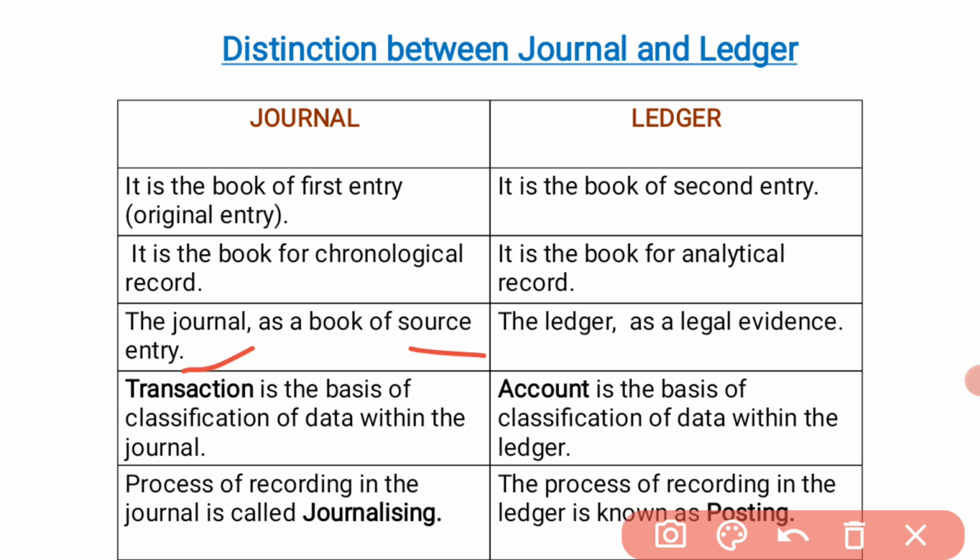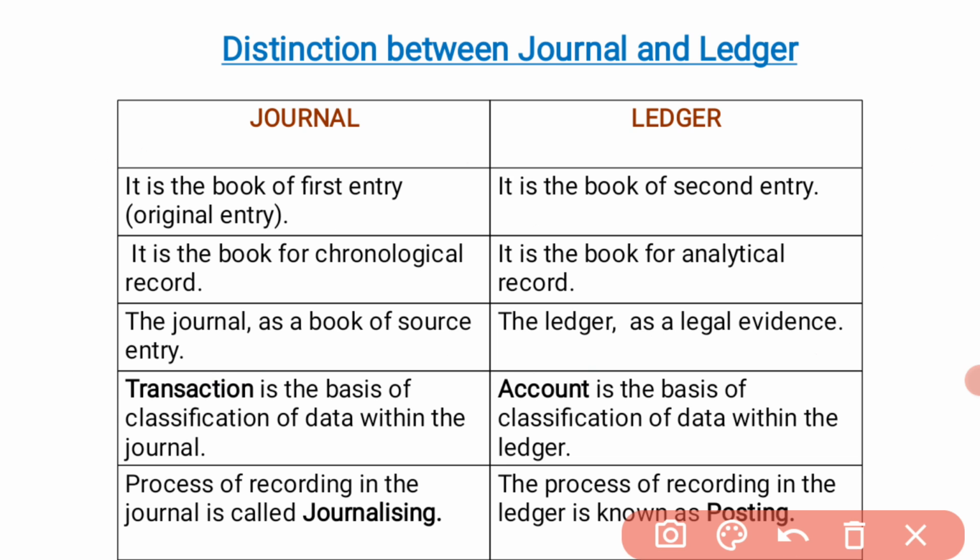The ledger is legal evidence. Whatever ledger you prepare is one of the evidence to the financial statements. Then in the journal, the transaction is the basis of classification of data within the journal. It is very important, the basis of classification of the information in the journal. But in the ledger, the account is the basis of the classification of the information within the ledger. Here we consider the transaction, here we consider the account.